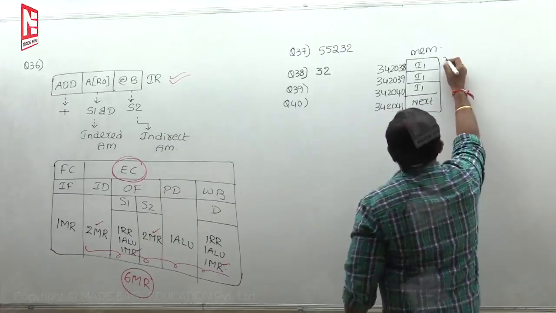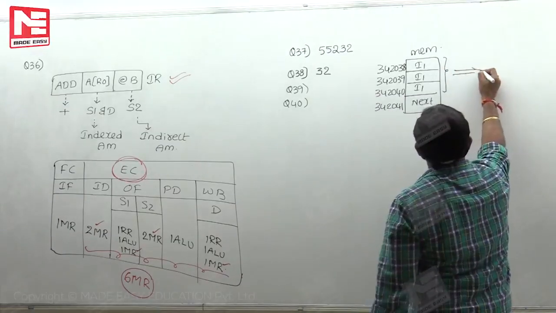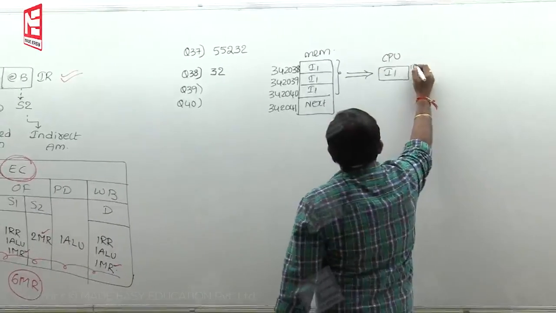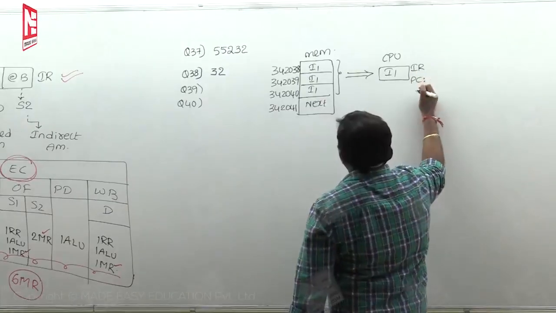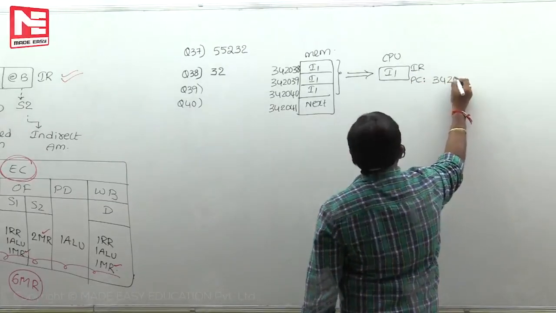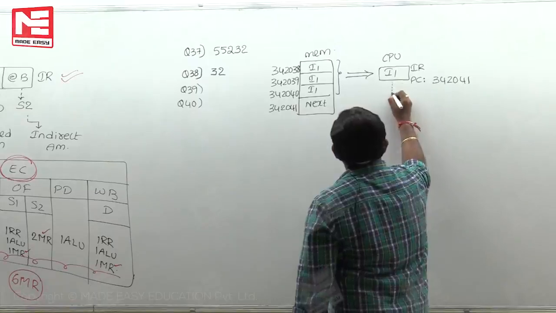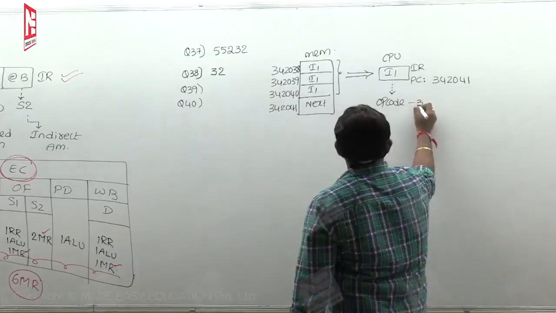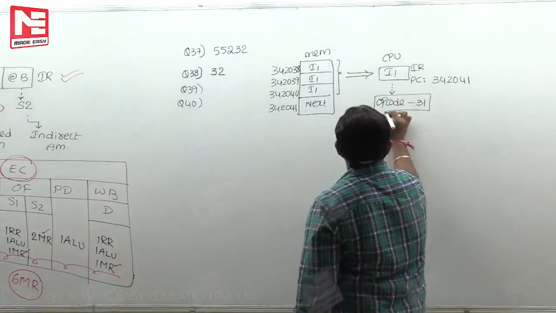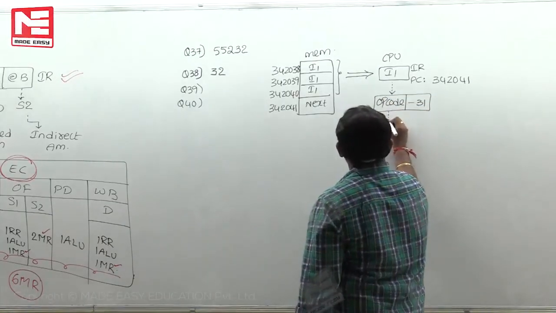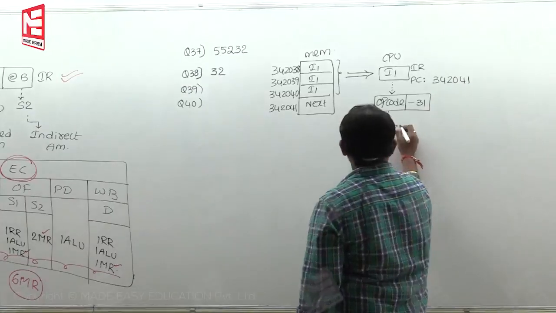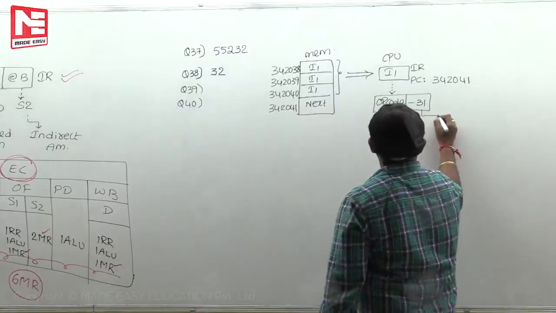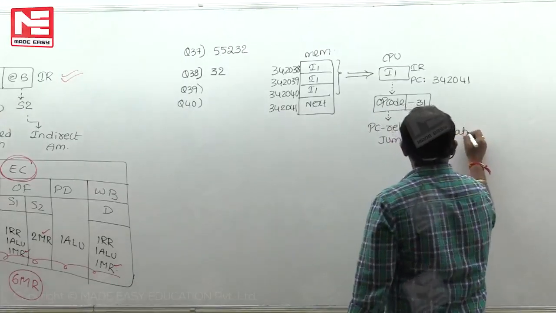Okay? Now during the fetch cycle, the instruction will be transferred to the CPU, the IR. Now the program counter increments to the sequential address 342041. Now this undergoes execution. Opcode and address field. The address field contains -31. What is this opcode? PC relative jump. Okay, this 31 is the relative value.